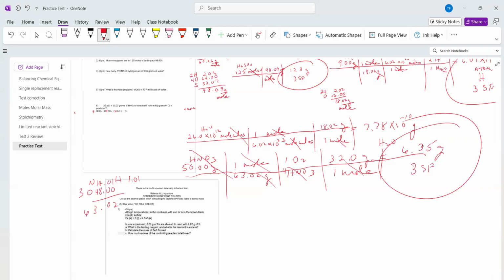The four sig figs? Because we're starting with four, isn't it? Oh, yeah, it should be four.